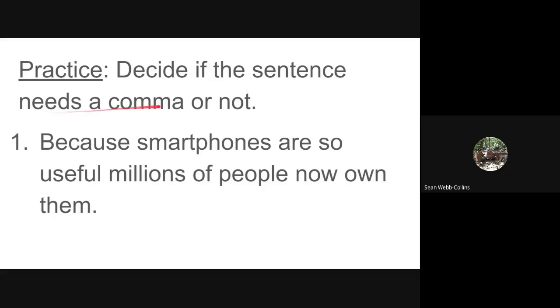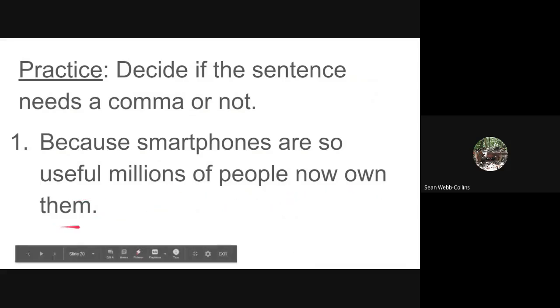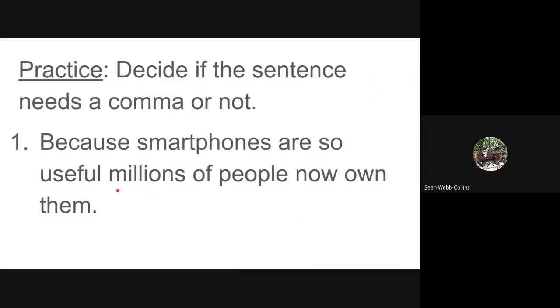So again, some further practice. You're now going to decide if the sentence needs a comma or not. Number 1: because smartphones are so useful, many millions of people now own them. Go ahead and pause the video now to determine if the sentence needs a comma or not. 30 seconds.